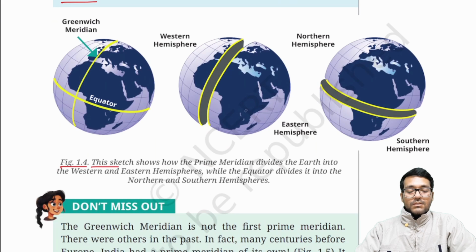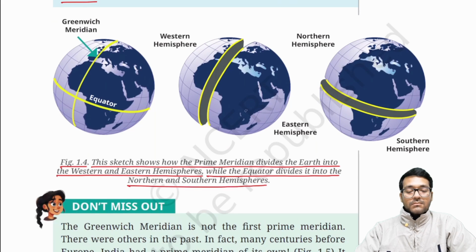Figure 1.4. This sketch shows how the prime meridian divides the earth into the western and eastern hemispheres, while the equator divides it into northern and southern hemispheres. You can see the Greenwich meridian or prime meridian or 0° meridian. It divides the earth into the western hemisphere and eastern hemisphere. Similarly, the equator or 0° latitude divides the earth into the northern hemisphere and southern hemisphere.